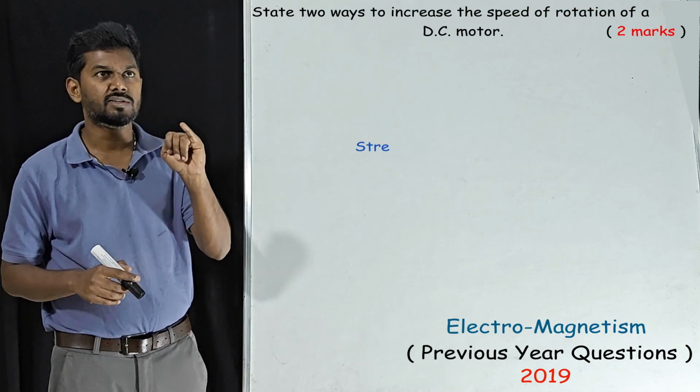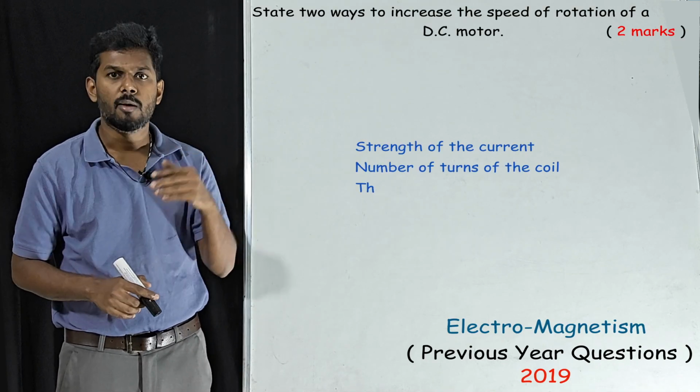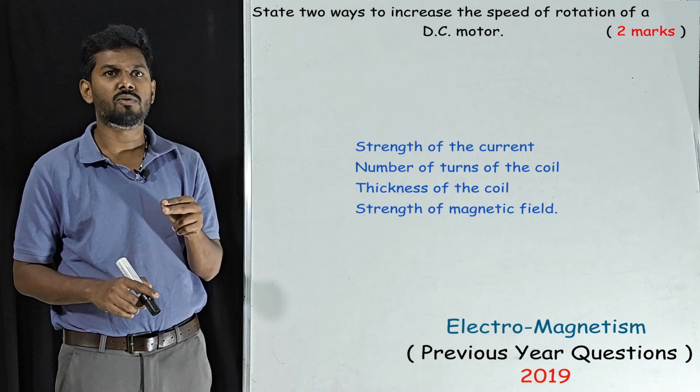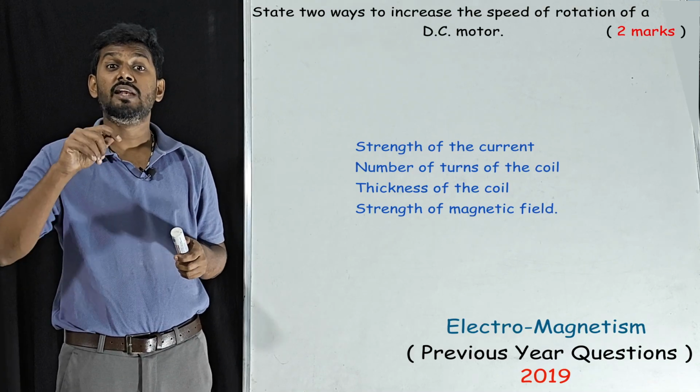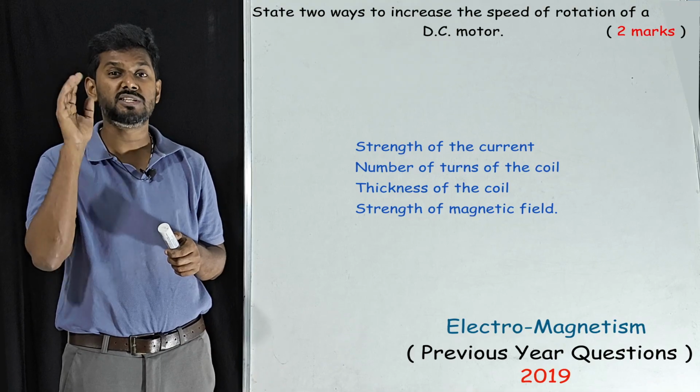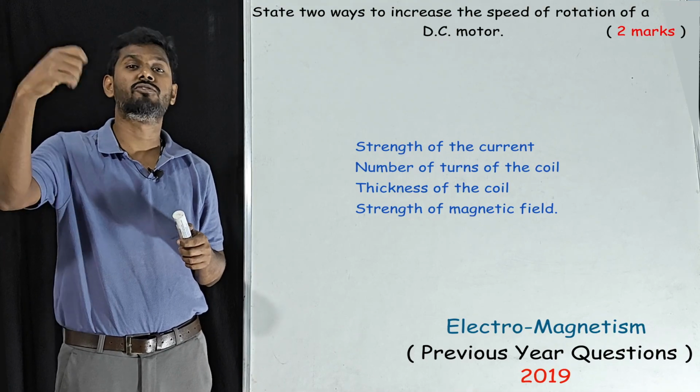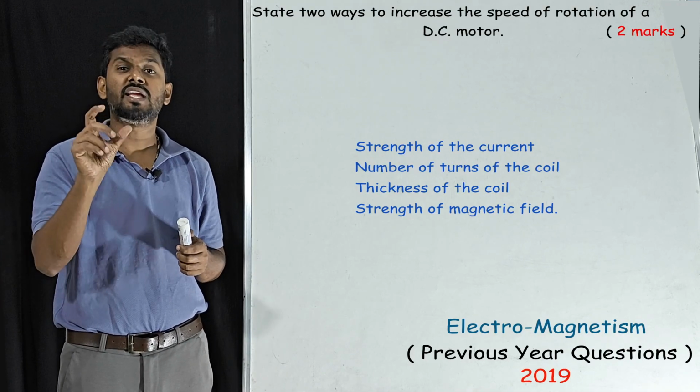We'll go for 4. First, by strengthening the current, by passing more current. Second, by increasing the number of turns of the coil. It is not the number of coils; number of coils is wrong. It is the number of turns of the coil. Then the thickness of the wire.